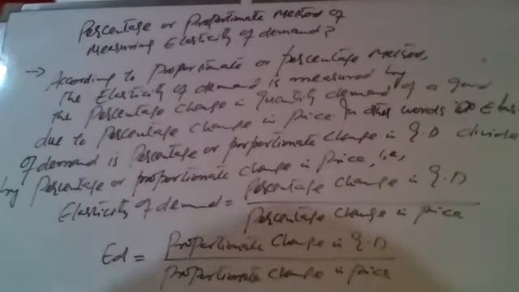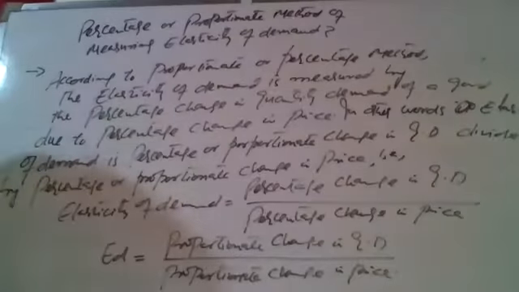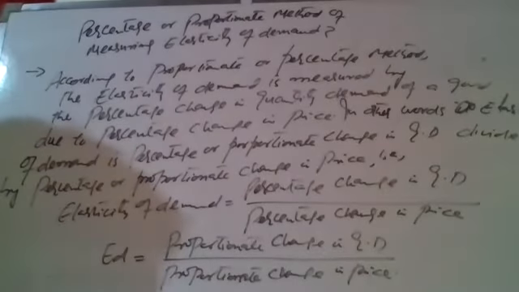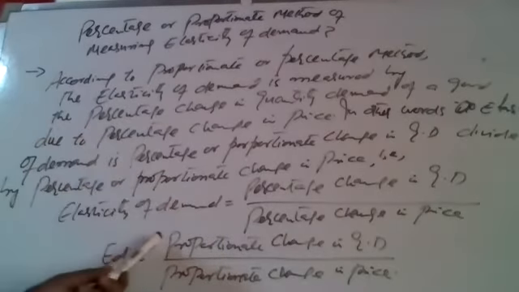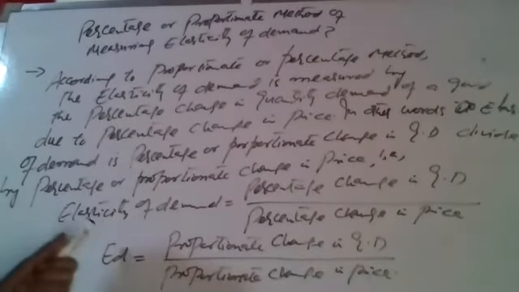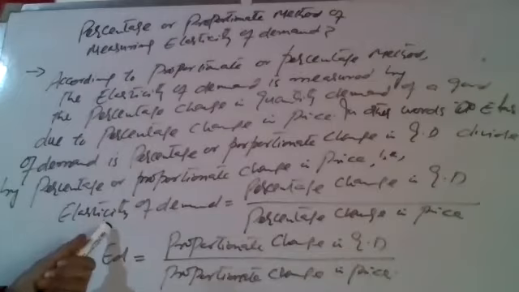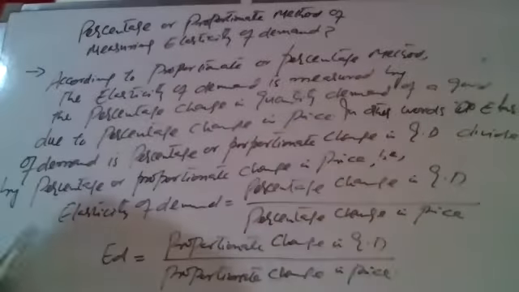So this is very easy to understand that according to percentage or proportionate method, the elasticity of demand is percentage change in quantity demand of a good due to percentage change in price or proportionate change in price. So with the help of this equation, we can say that elasticity of demand is percentage change in quantity demand divided by percentage change in price. So we can write it down.